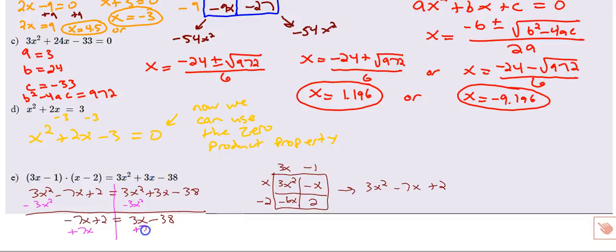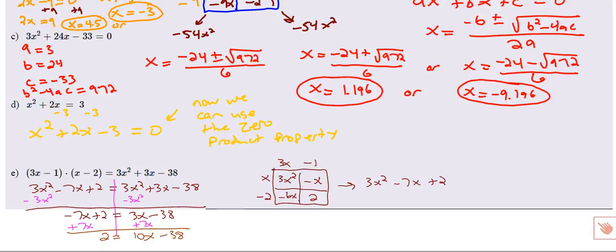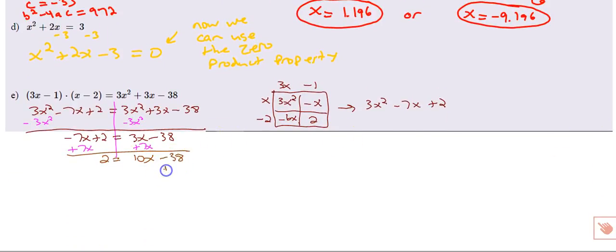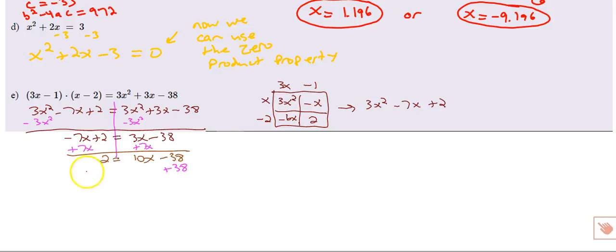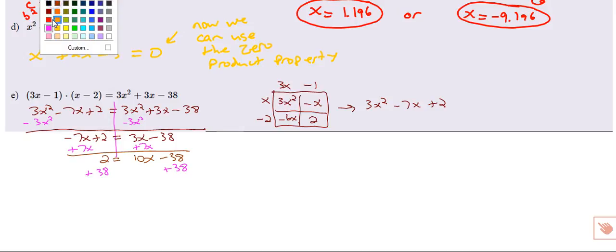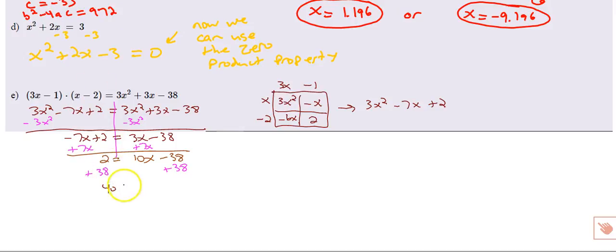Plus 7x on both sides to undo the minus 7x. The 2 comes down, so I have 2 equals 3x plus 7x is 10x minus 38. Scroll down a little bit. I'm going to add 38 to both sides. Plus 38 to undo the minus 38. That will get me 40, because 2 plus 38 is 40, equals 10x. Divide by 10 on both sides, and I would get x equals 4. There's just one solution because really this quadratic equation dropped down to a linear equation. The quadratic terms canceled out. So I just have this one solution.